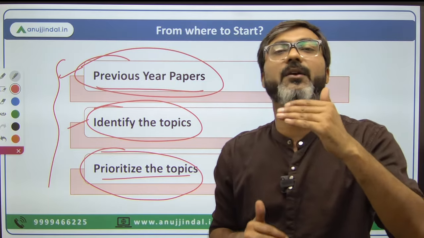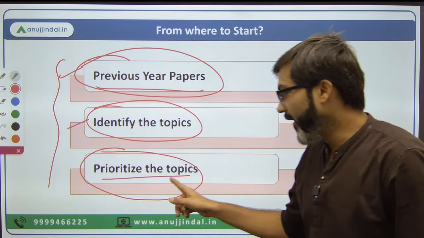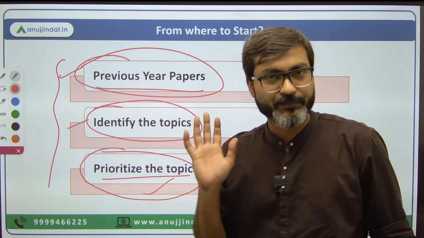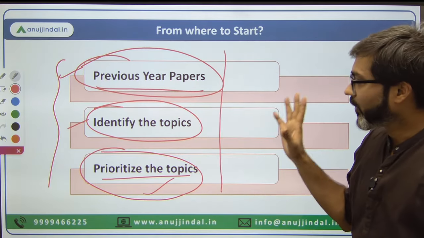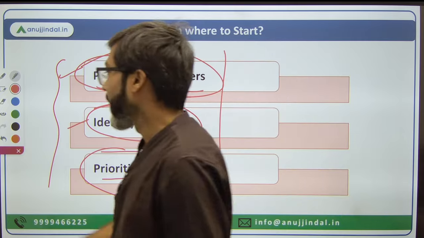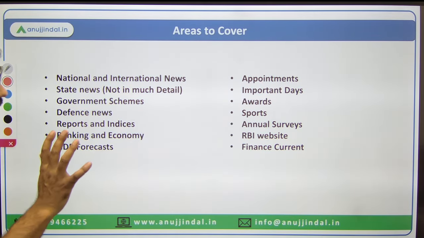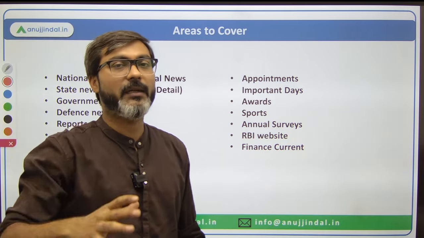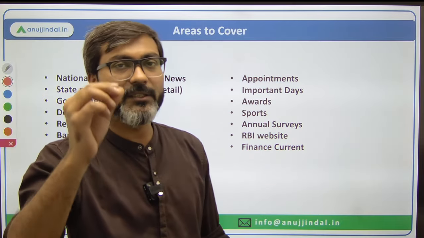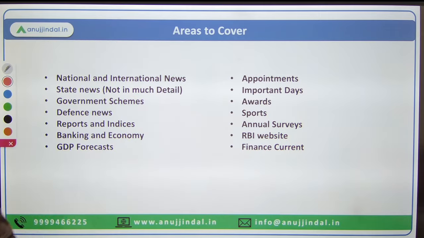आप सबसे last पे रखोगे इन, ठीक है? So you need to prioritize the topics as well. This is how you have to start, ठीक है? अब आगे चलें अगले मुद्दे पे. That is what all areas you have to cover if you want to secure very good marks in general awareness, ठीक है? So these are the areas.